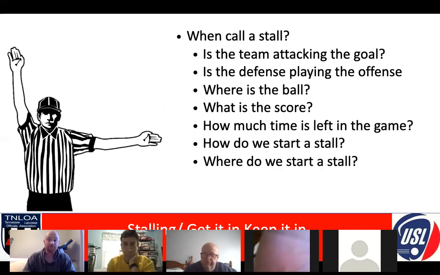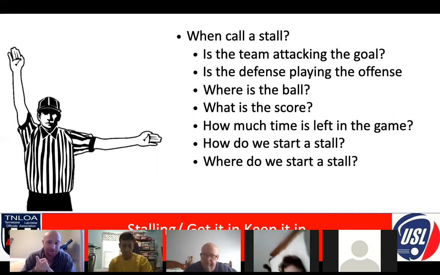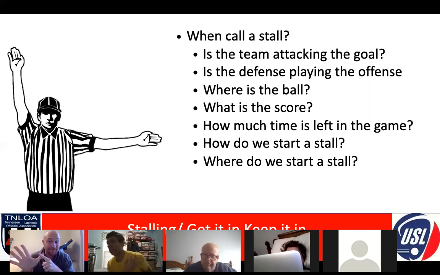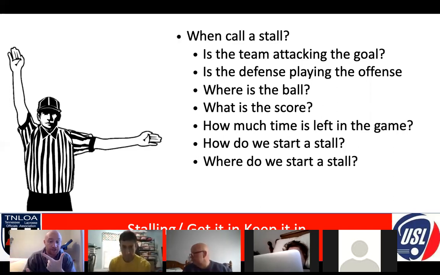When to call a stall? These are the questions you have to ask yourself. Is the team attacking the goal? Is the defense playing the offense? If the defense isn't playing the offense, they're not stalling. The defense is playing the zone in a terrible way. Where is the ball? What is the score? How much time is left in the game? How do we start the stall and where do we start it? We need to answer all of these questions before we start the game.